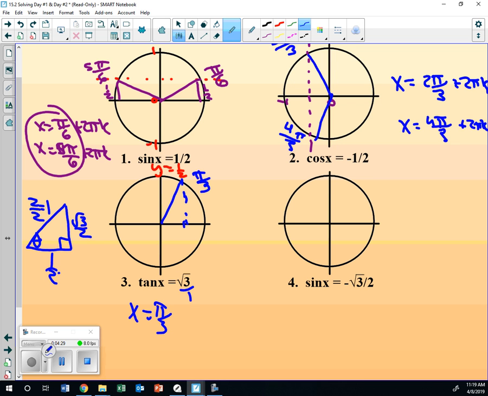Then the other one is going to be straight across, because if this point was 1/2, square root of 3 over 2, this over this is square root of 3. There's another place over here, negative 1/2, negative square root of 3 over 2. For tangent, if they're both negatives, they'll cancel and you'll still get square root of 3. So that's going to be how many pi over 3?